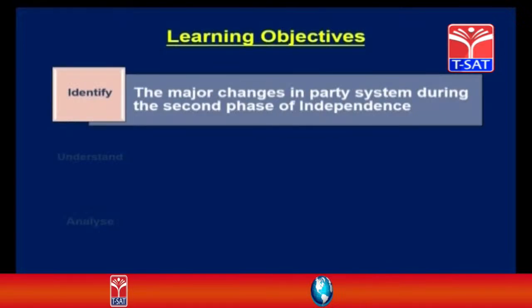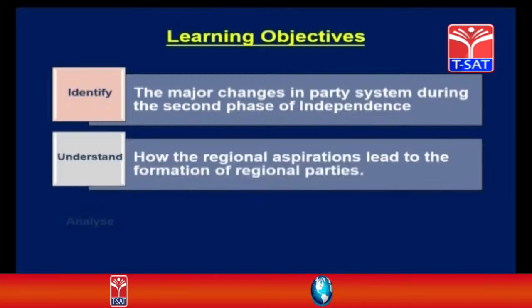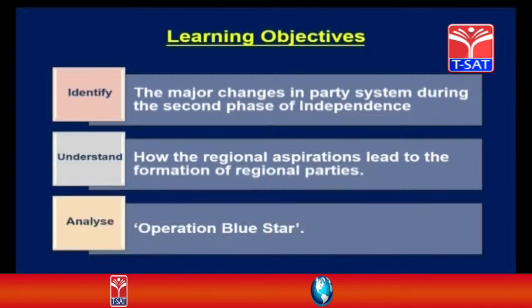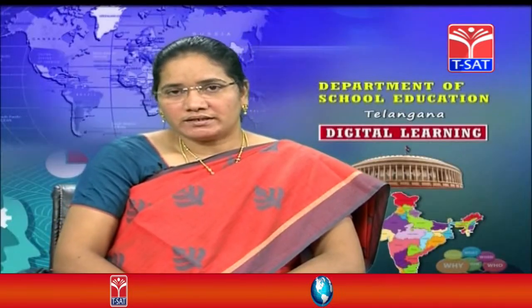Children, by the end of this session, you will be identifying the major changes in the party system during the second phase of independence, and you will understand how these regional aspirations led to the formation of regional parties. And you will be able to analyze what Operation Blue Star is. Okay, let us go into the details of these aspects.